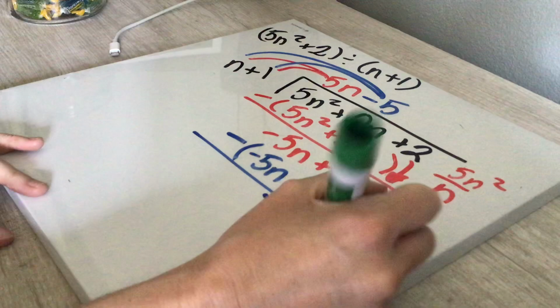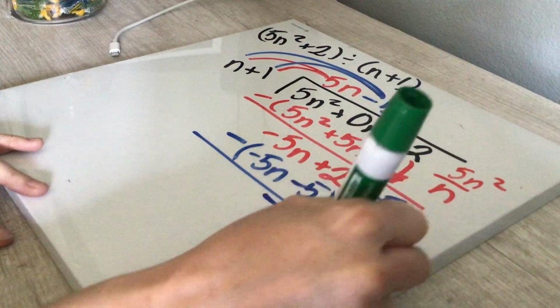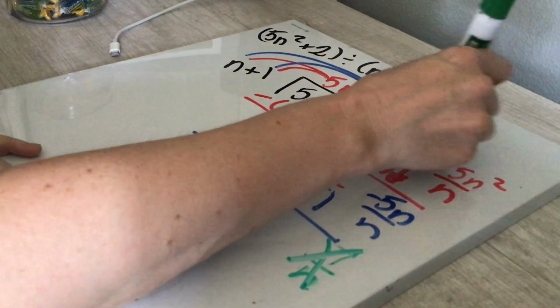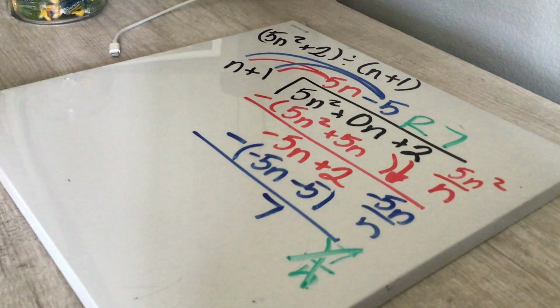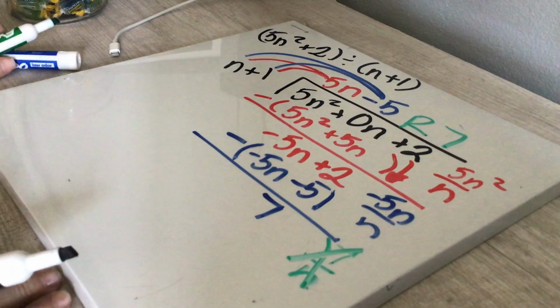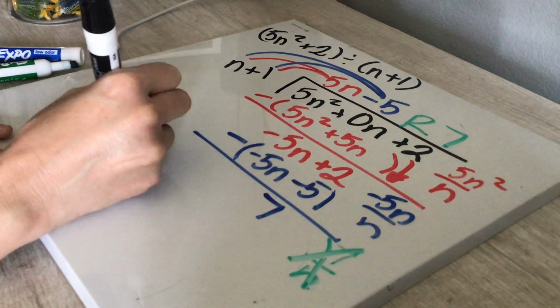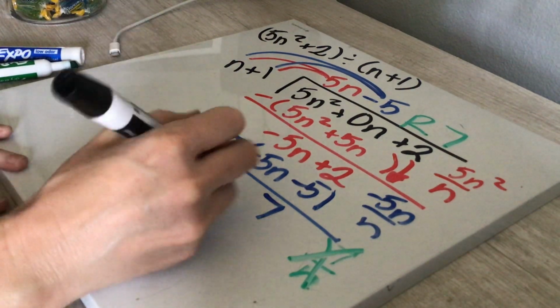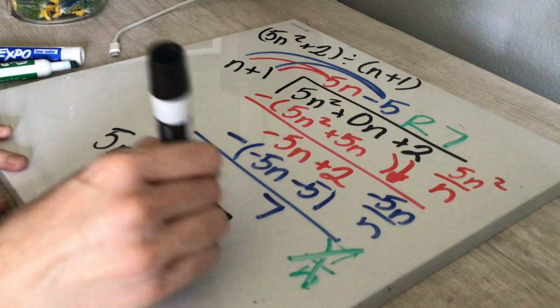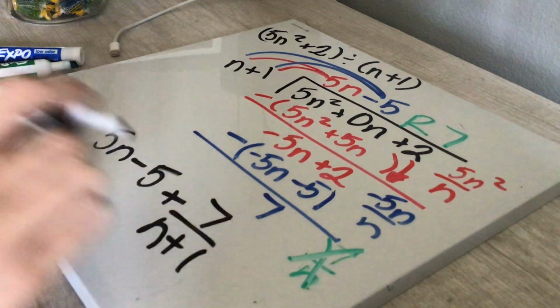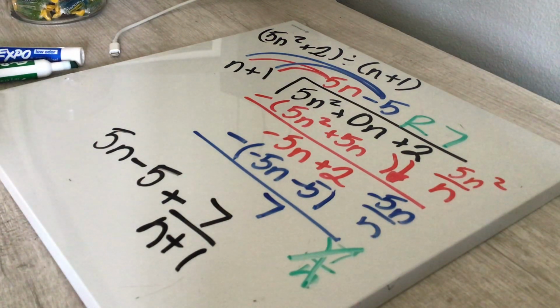Then keep going. So can 7 be divided by n? It can't, so this is your remainder. Then write it out like we would write out division. So we end up with our answer is 5n minus 5 plus the remainder over the divisor. So plus 7 over n plus 1.